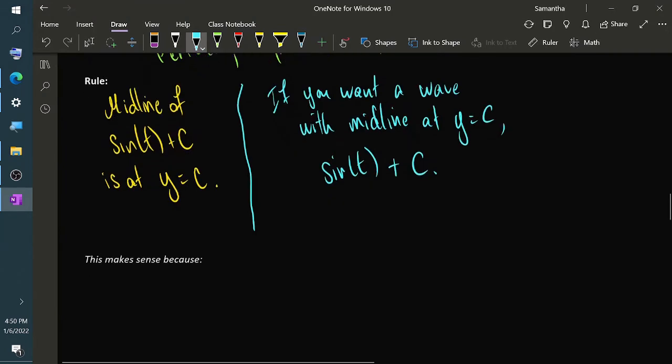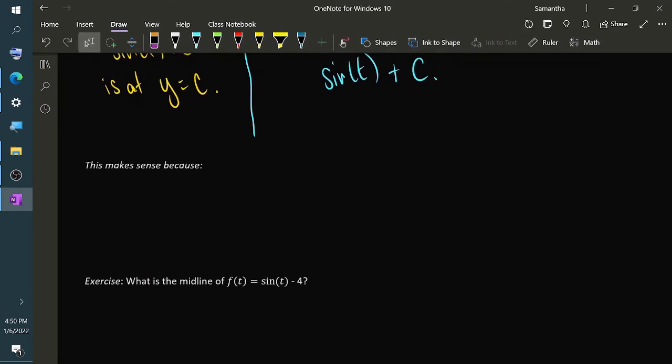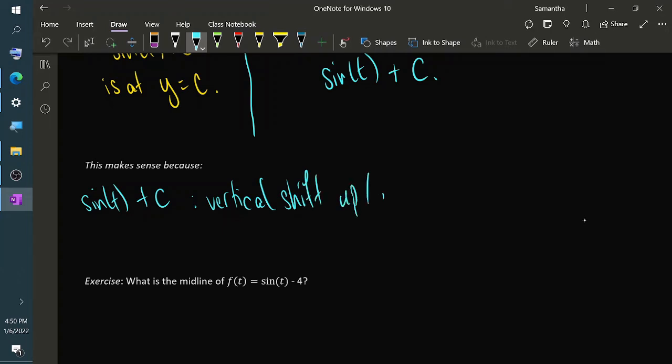In the language of Pre-Calculus 1 and the transformations that were studied in this course, this does make some sense, because adding c to the output of a function is a vertical shift up/down by c units. Up if c is actually a positive number, and down if c was a negative number. And when you shift the sine function vertically up or down, the midline also gets shifted up or down by the same amount.